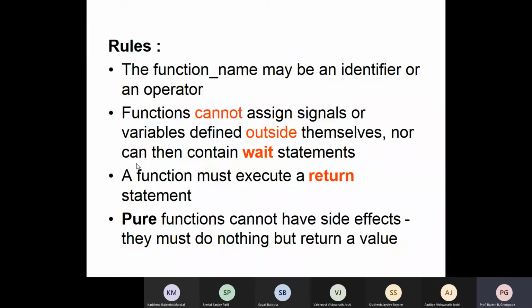What are the rules? The function name may be an identifier or an operator. We have already seen one of the functions long back when we discussed operator overloading. Functions cannot assign signals or variables defined outside themselves, nor can they contain wait statements. This is what we have already seen. A function must execute a return statement. This is important, otherwise it will end up in an error. Pure functions cannot have side effects. That is, they must do nothing but return a value.